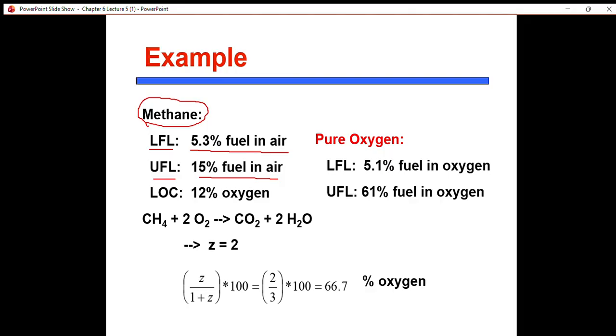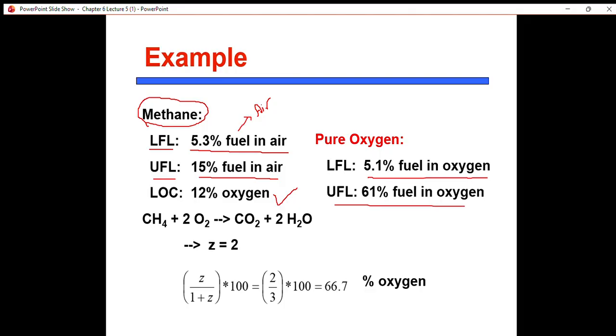You have to keep in mind that these are the values in air, not in pure oxygen. And they have the values in pure oxygen as well, where the lower flammability limit is equal to 5.1% of fuel in oxygen, not in air. And the upper flammability limit is 61% of fuel in oxygen as well. I also have been given that the LOC is equal to 12%.